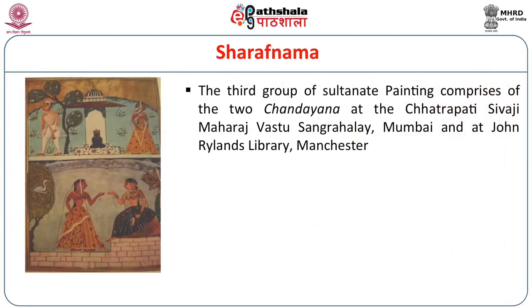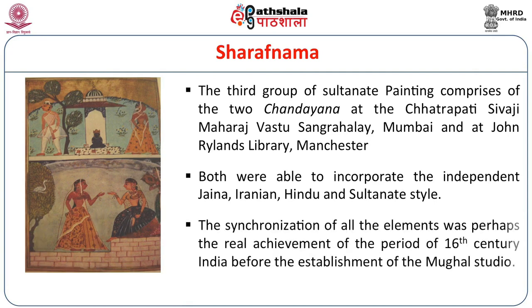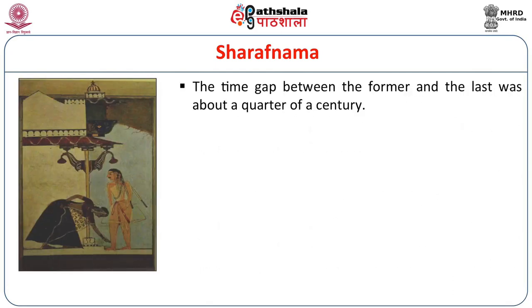The third group of Sultanate painting comprises the two Chandayanas at the Chhatrapati Shivaji Maharaj Vastu Sangrahalaya, Mumbai, and at the John Rylands Library, Manchester. Both were able to incorporate the independent Jaina, Iranian, Hindu and the Sultanate style together. The synchronization of the elements was perhaps the real achievement of this group, especially in 16th century India before the establishment of the Mughal studio. The time gap between the former and the last was about a quarter of a century.